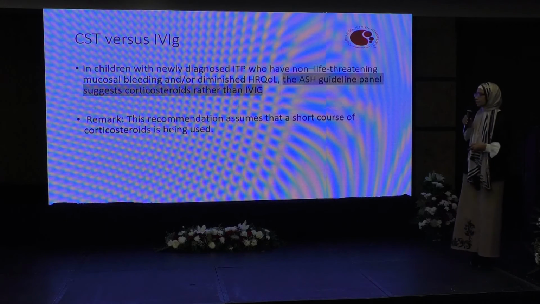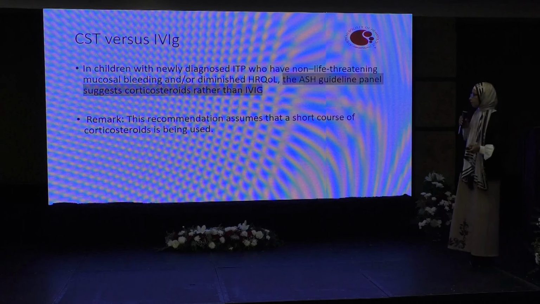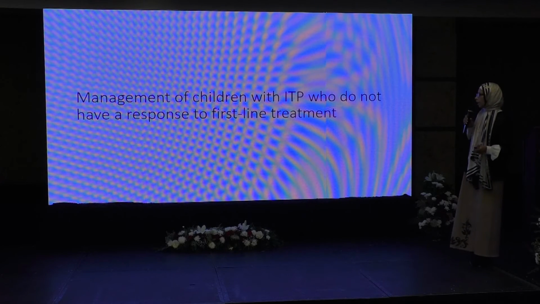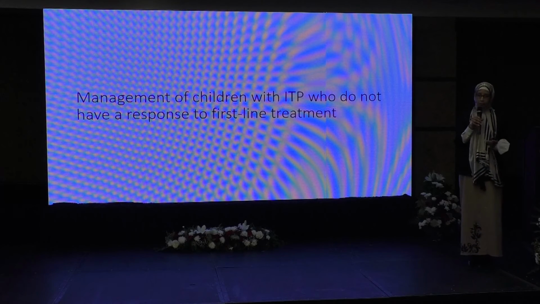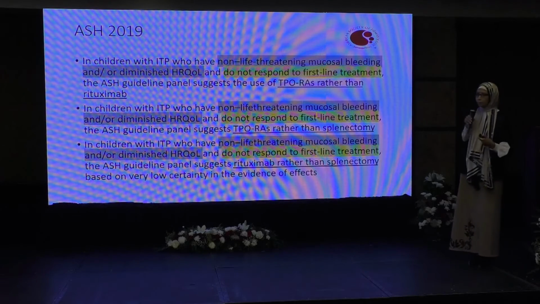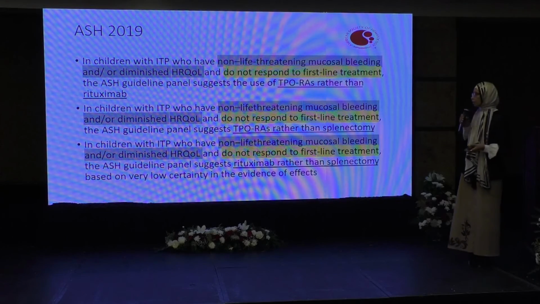Corticosteroid versus intravenous immunoglobulin in Egypt and even in the USA: with these recommendations, the ASH recommends corticosteroid rather than intravenous immunoglobulin for the upfront treatment of the patient with ITP with non-life-threatening mucosal bleed. And then, if the patient does not respond to first line, even if newly diagnosed in the first 3 months, we have to end up with a second line. So, second line treatment for immune thrombocytopenia.